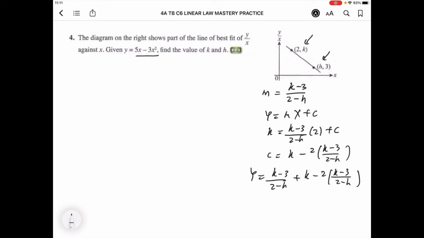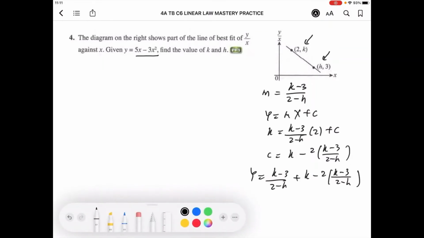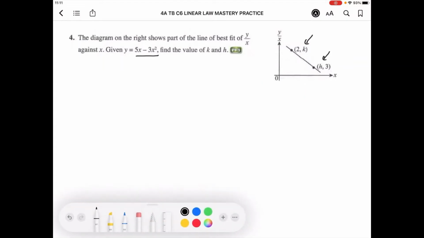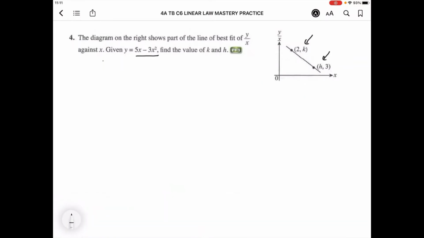We have to try a different approach. So what I will do is first convert this to linear form. I'll take this equation and divide everybody by x. Now, how do I know that I have to divide by x? The question says, when you draw y over x versus x. So by dividing by x, I will get 5 minus 3x, divide everybody by x. Okay, I will rearrange the equation to negative 3x plus 5.